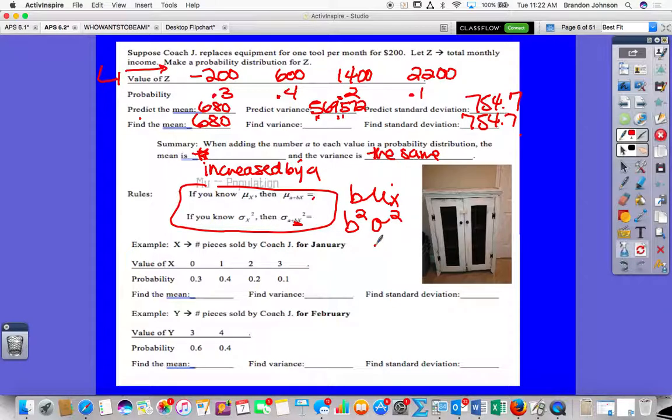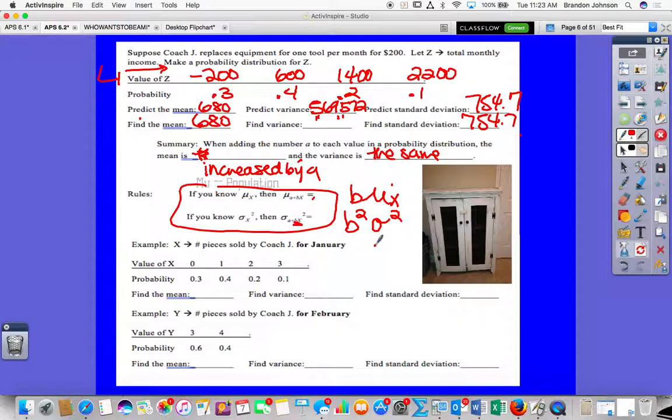Now, here's the thing. What did I say earlier? It makes it a lot easier for me if I don't hop to variance. I just find the standard deviation, and to go from standard deviation to variance, I just square it, right? That makes it a lot easier. Really, you're doing exactly this. So find the standard deviation, then square it to find the variance.